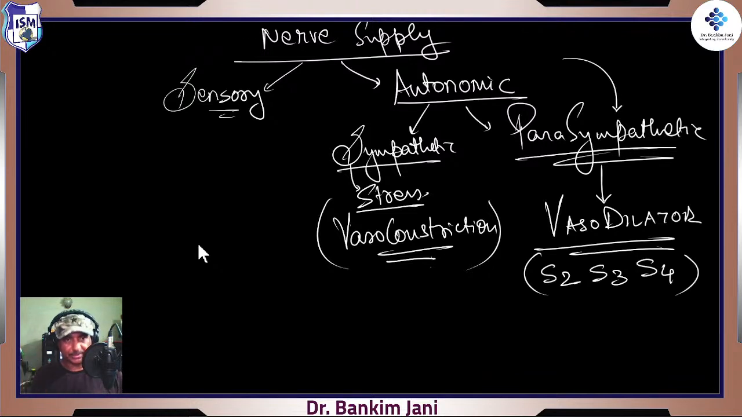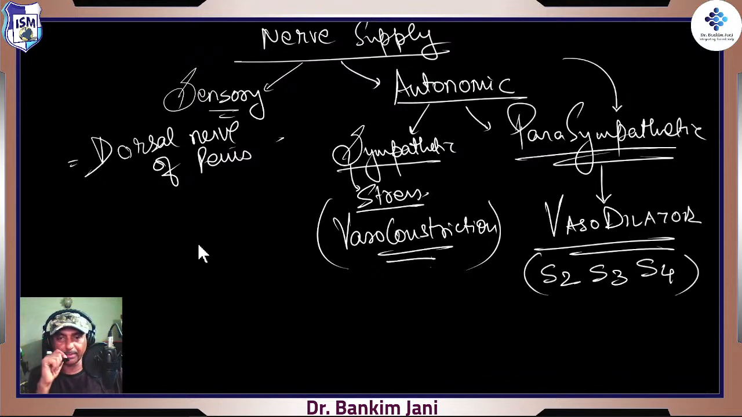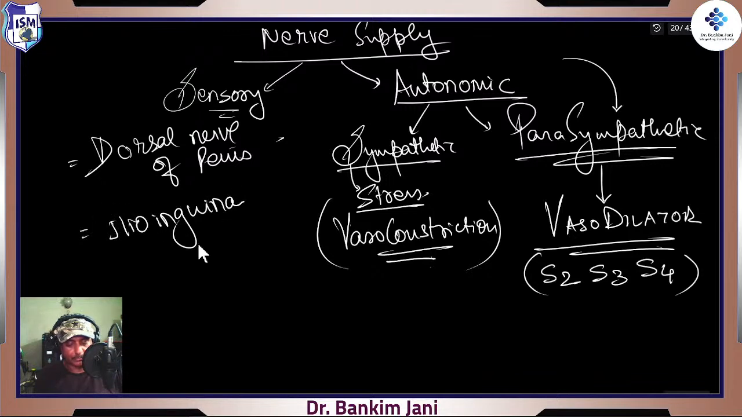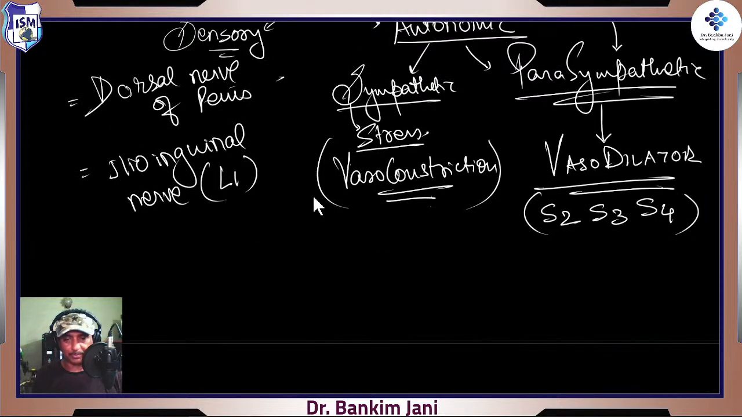And when it comes to the sensory part, we talked about the dorsal nerve of penis, we just talked about it. And then there is one another important nerve, that nerve is ilioinguinal nerve. And root value of ilioinguinal nerve was L1. That's the actual proper nerve supply, right?